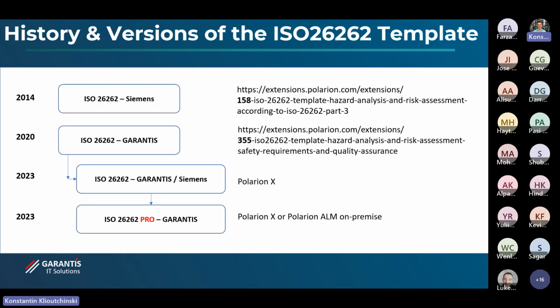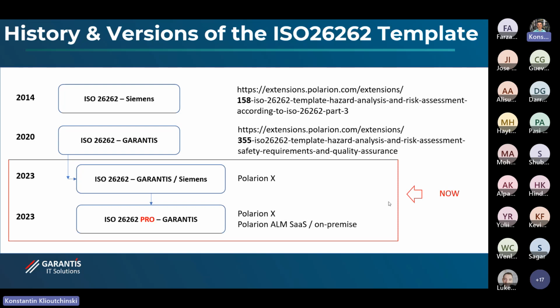So in 2020, our company started to work on the new ISO 26262 template, and it is available in Polarion. Information about the template is available on the extension portal. It is extension 355. And now, today, we have a template available for Polarion X. This was developed in collaboration between Garantis and Siemens. And we also have a Pro version of the same template, which is available for Polarion ALM SaaS or the on-premise solution.